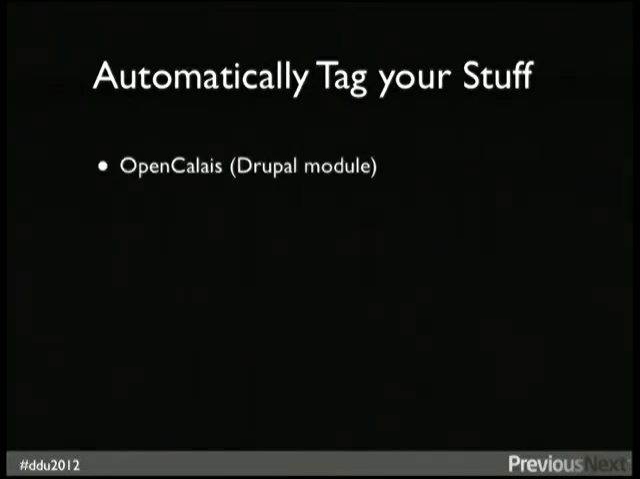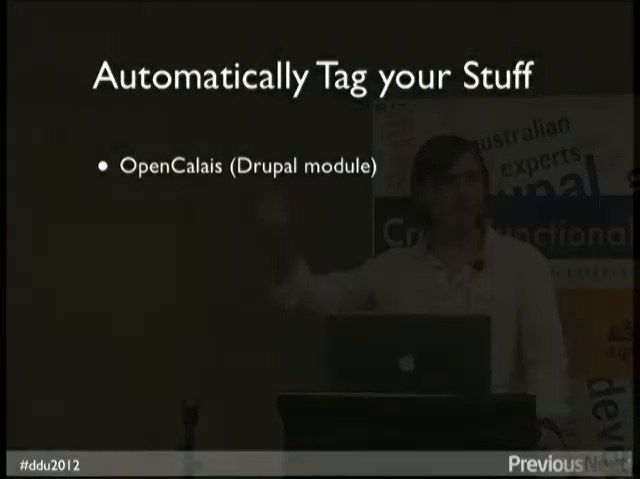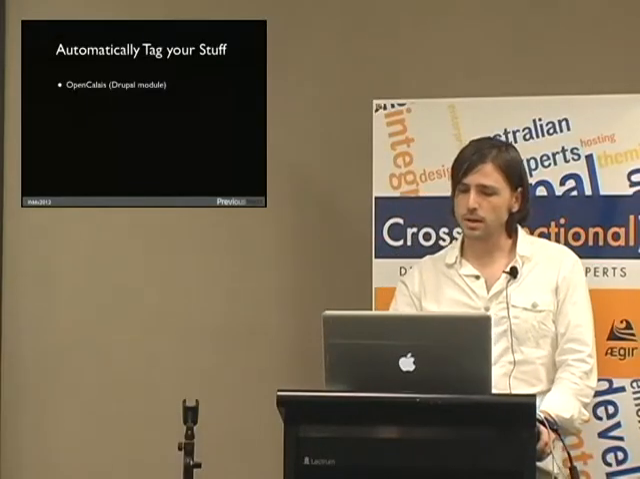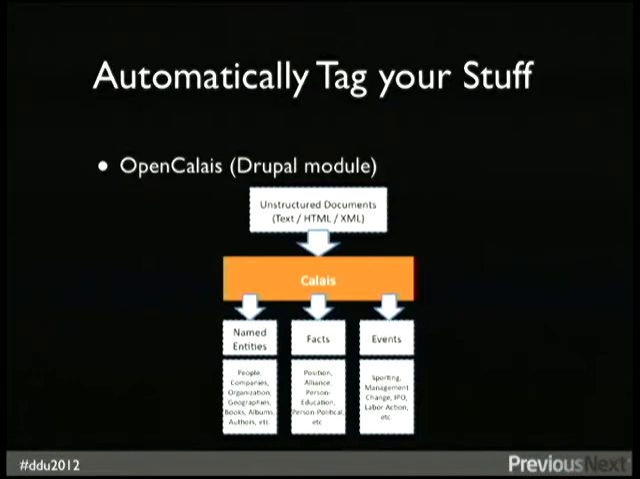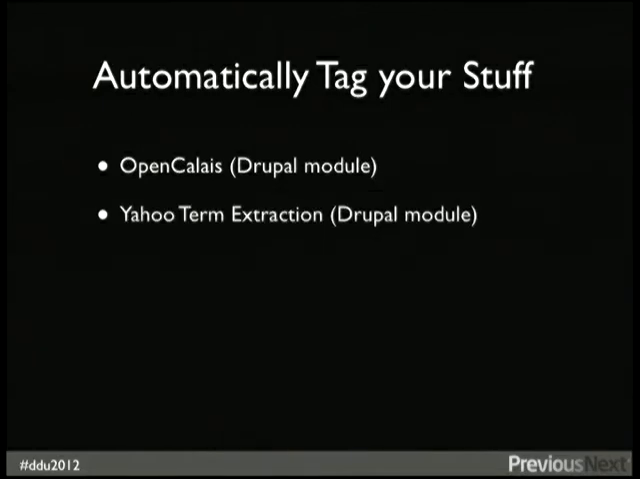So if people might have heard of something called Calais. It's a Drupal module. I believe it's for Drupal 7. That's a free web service up to a point, and you basically pass in text, and you get back tags from it. Here's just a quick illustration. So unstructured text goes into Calais, and it comes out as either named entities, facts, events, and so forth. So you get some nice tags from that. Yahoo term extraction is another one. There's a Drupal module for that.